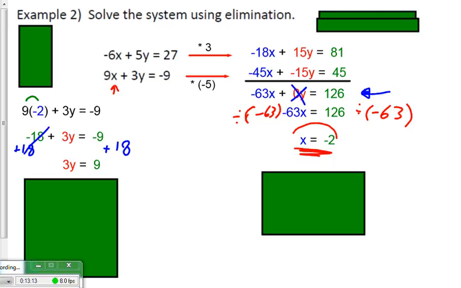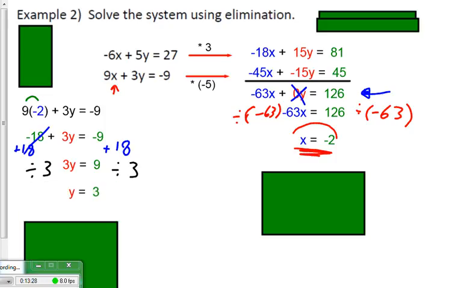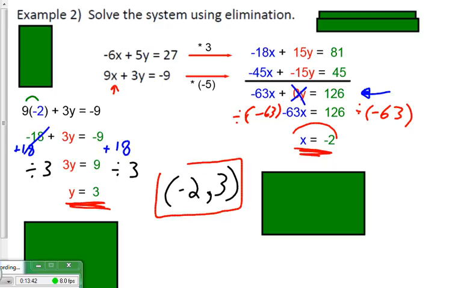Negative 9 plus 18 is just going to be 9. Okay, again, if we want to get y alone, we're going to divide by 3. Do the same to the other side, divide by 3. And we would get y equals 3. So again, in this case, our solution for this one, the spot where both lines go through at the same time, where they'll intersect, is at the point negative 2, 3.